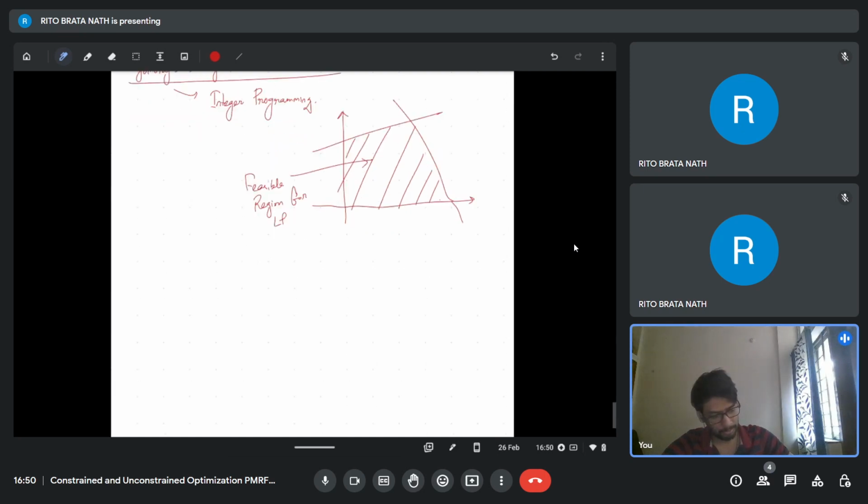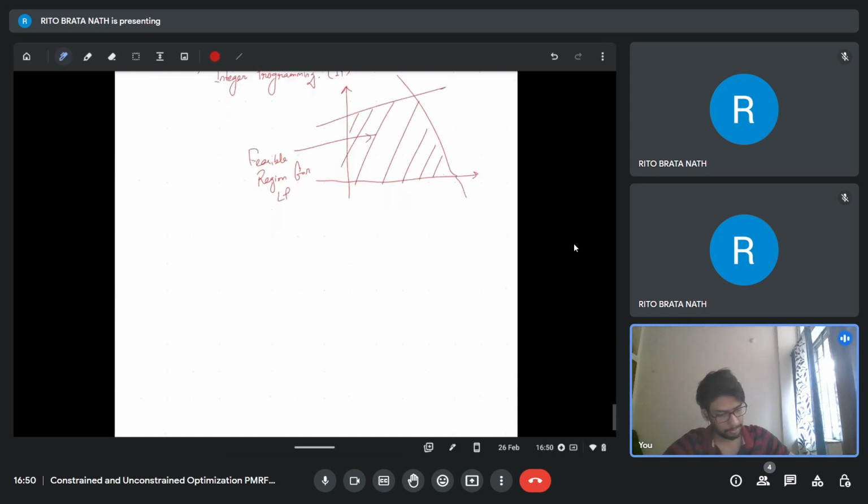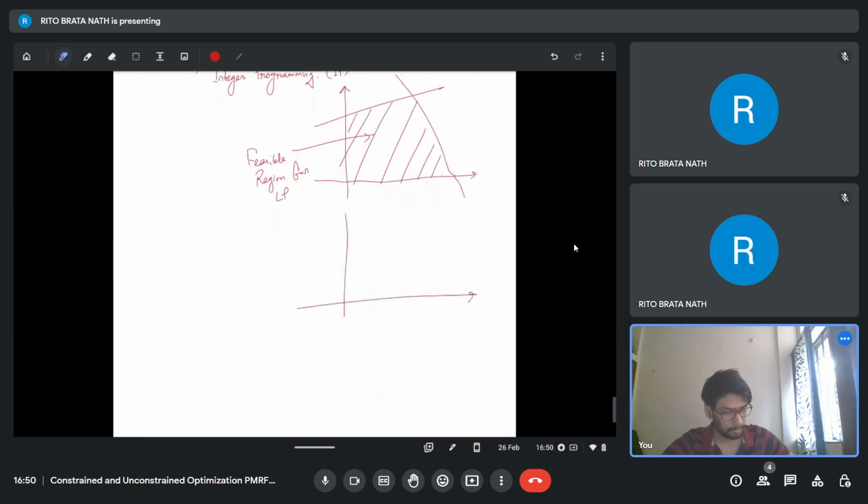But for integer programming, which is IP, you probably have these constraints defined, but after that, these are integer variables that it can take. So x1 and x2 are two variables. It might happen that these points that I'm drawing are integer points, right?